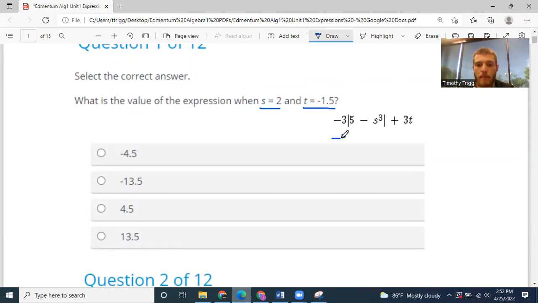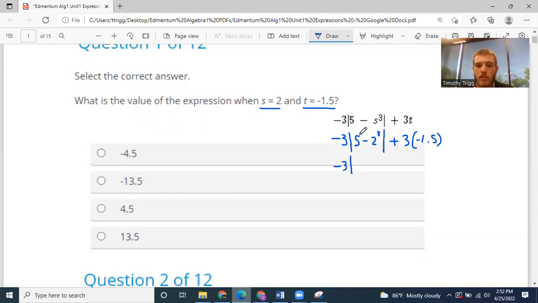So we have -3 times the absolute value of 5 minus 2 to the power of 3, again replacing s with 2, plus 3 times t, that becomes 3 times -1.5. Again, remember, see how the 3 is right up against the t? That means they're multiplied. You're going to see this in pretty much every question. So just recognize when a number, a coefficient, is right up against a variable, those two things are multiplied. So that gives us -3.